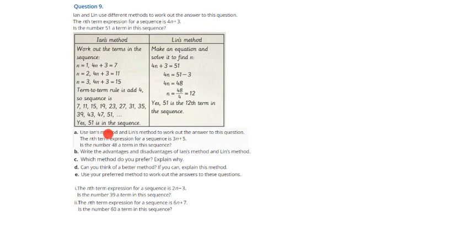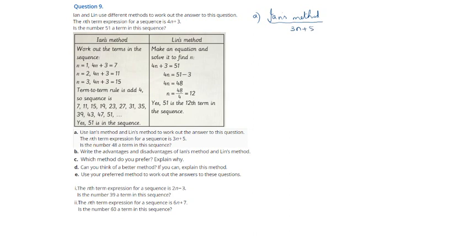Now using these two methods, we need to answer some of the questions. Use Ian's method and Lynch's method to work out the answer to this question. The nth term expression for a sequence is 3n plus 5. Is the number 48 a term in this sequence? So the expression is given and we need to find whether 48 is a term of the sequence. We will do the A part. So by Ian's method, the nth term is 3n plus 5.